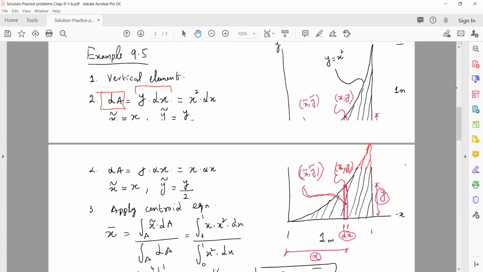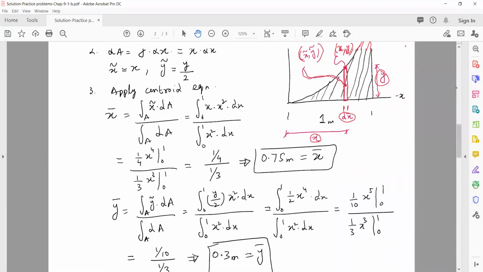And we know the function for the curve, which is y equals x squared. So just put in y equals x squared. So we get x squared times dx as the area. Now we have this. We also know that x bar equals x, and y bar equals y by 2, right?